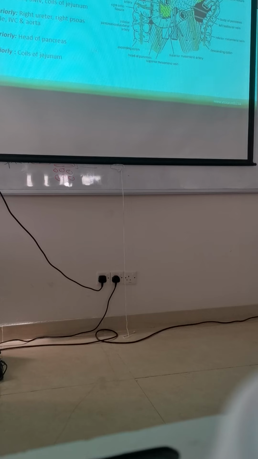Posteriorly, the right ureter from the kidney and the right psoas muscle. There is a muscle called the psoas muscle, and the inferior vena cava and aorta. Both are there; you can see these are the inferior vena cava and aorta. So these are in the posterior relation. Very important here also. Inferior coils of the duodenum, and we said that superiorly it will be the head.